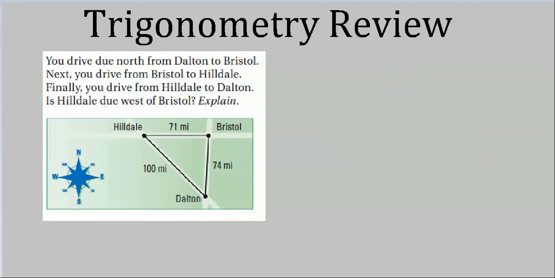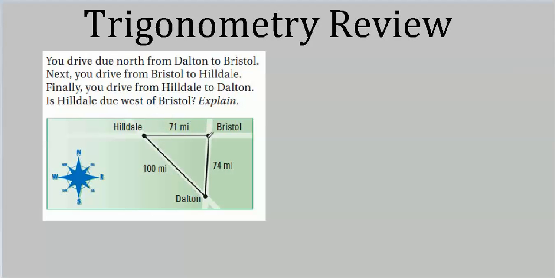Now this one, first thing we have to do is interpret what in the world it is they're asking us. They say that they drive due north from Dalton to Bristol. Doesn't look due north to me, but if they say so, we'll stick with that. And then they go from Bristol to Hilldale. And they're giving us all these dimensions, which helps a lot, because they're asking us if we went due west from here to here. All we know is that this is due north.